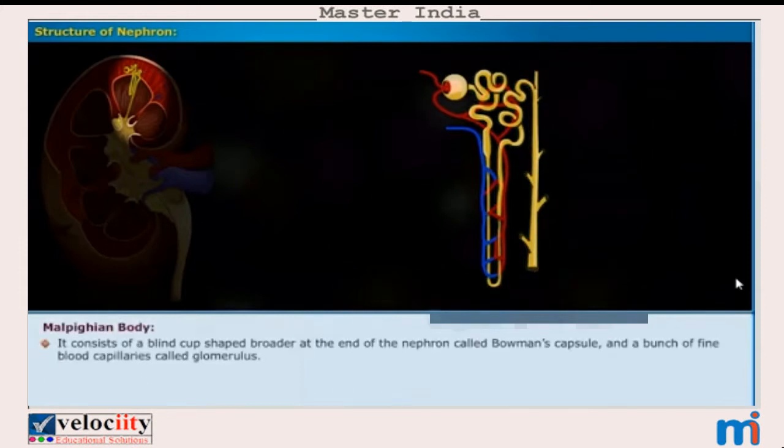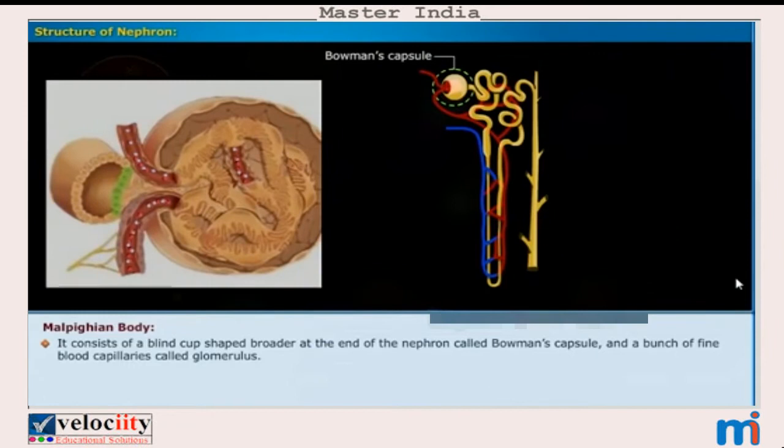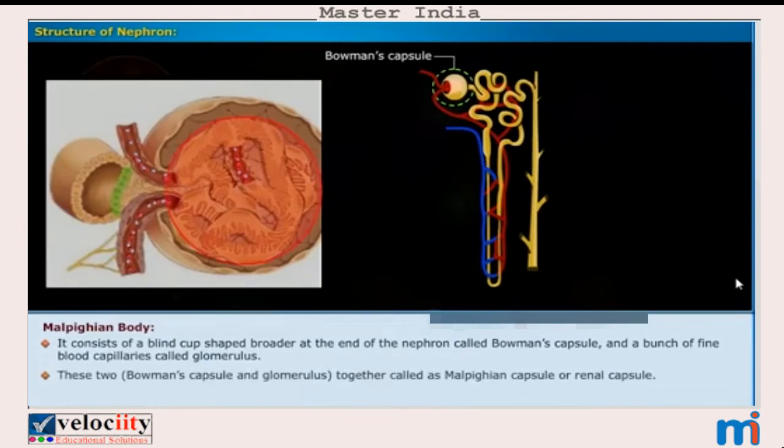Malpighian body. It consists of a blind cup-shaped border at the end of the nephron called Bowman's capsule and a bunch of fine blood capillaries called glomerulus. These two, Bowman's capsule and glomerulus, together are called the Malpighian capsule or renal capsule.